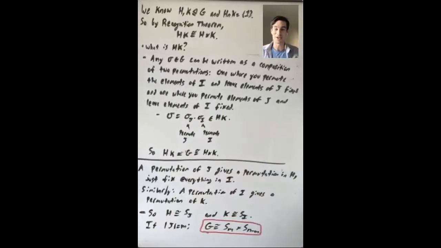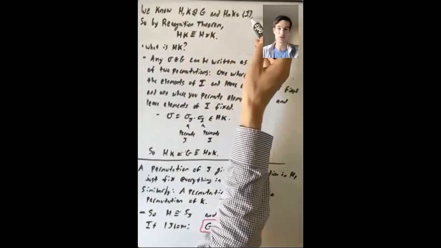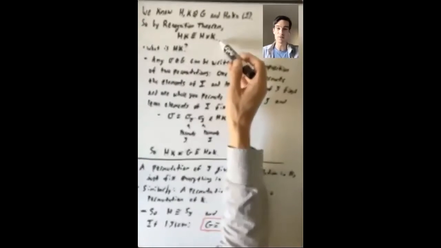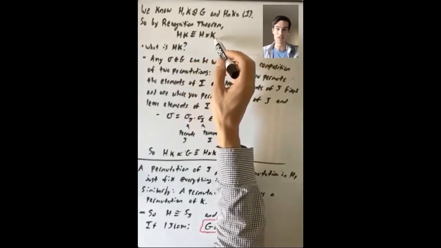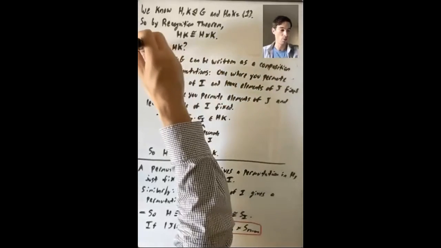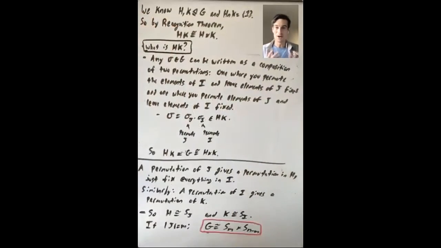Let's finish our discussion of this example. Where are we? We know H and K are normal subgroups of G, and their intersection is trivial. So by the recognition theorem for direct products, the internal direct product, HK, is isomorphic to H cross K. But what is this internal direct product? So any permutation in G, so that means something that is in the setwise stabilizer of I, permutes the elements of I, and separately it permutes the elements of J.